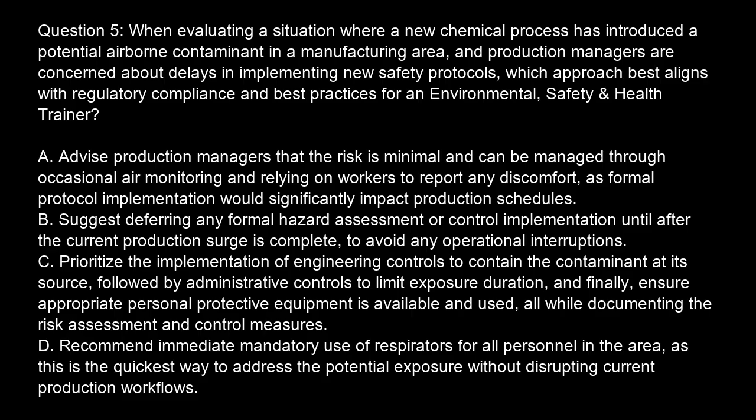Option B. Suggest deferring any formal hazard assessment or control implementation until after the current production surge is complete to avoid any operational interruptions. Option C. Prioritize the implementation of engineering controls to contain the contaminant at its source, followed by administrative controls to limit exposure duration. And finally, ensure appropriate personal protective equipment is available and used, all while documenting the risk assessment and control measures. Option D. Recommend immediate mandatory use of respirators for all personnel in the area, as this is the quickest way to address the potential exposure without disrupting current production workflows.